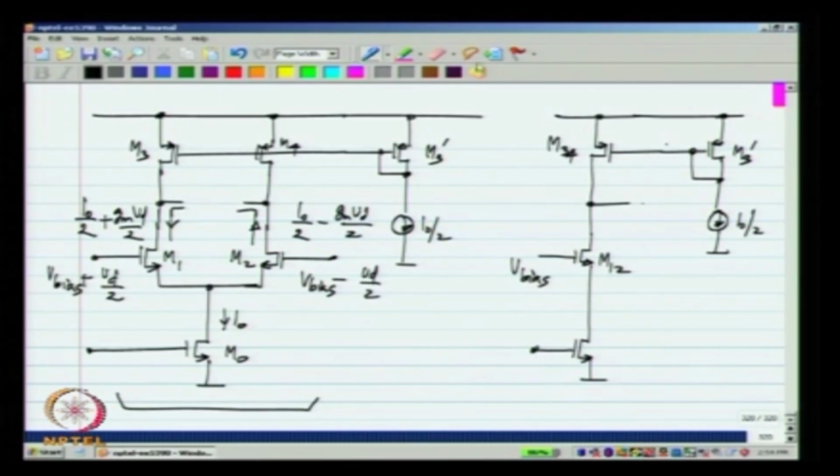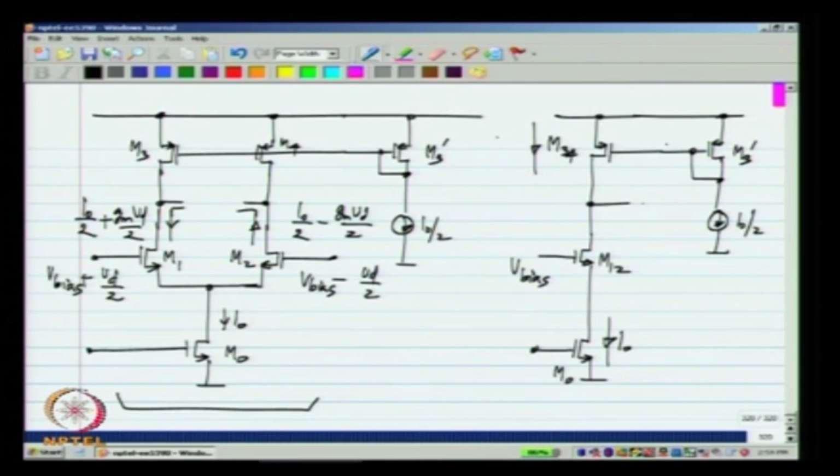Let me assume that there is no signal at this point. Now, clearly you see that this is like having two current sources that are connected together. Nominally this current source equals I0, that is the current in M3 and current in M4 put together, but in general it will be something else.